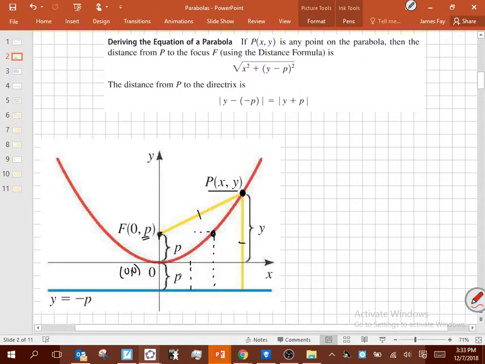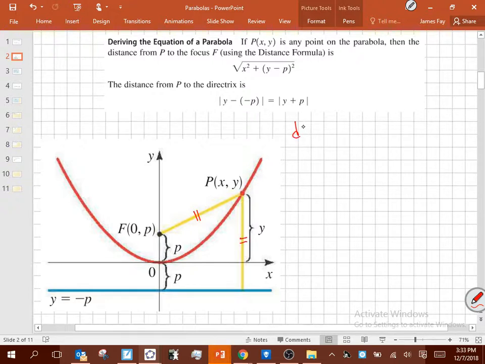And that's nice because now if that distance is p, and the directrix is a horizontal line, then y has to equal negative p for the equation of that line. So that's how we set everything up here. And now we're going to abide by the definition to see if we can come up with an equation. The definition says that distance has to be the same as that distance.